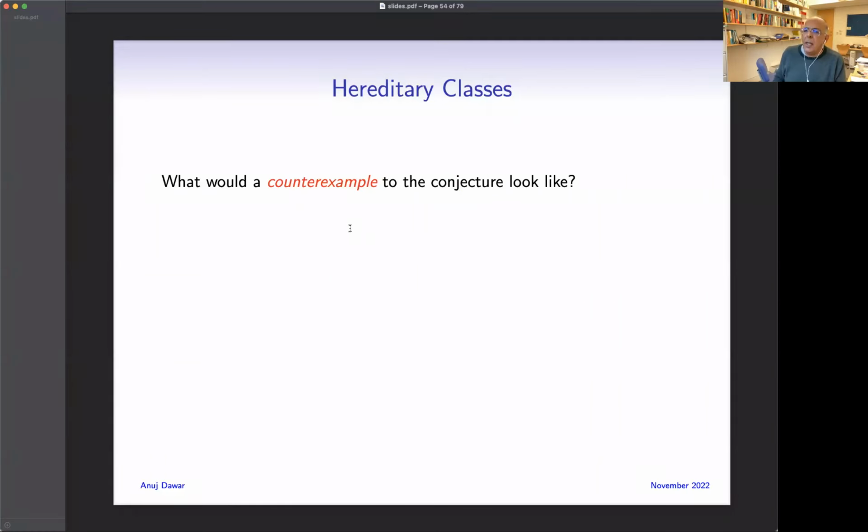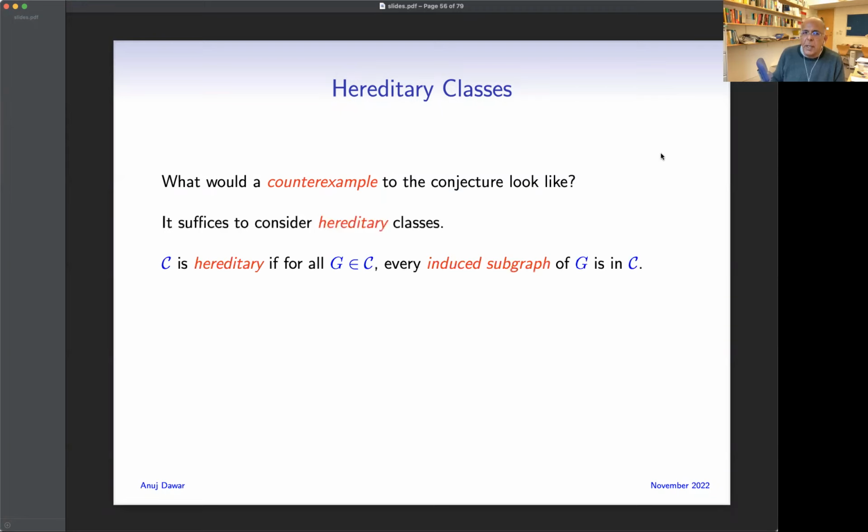So basically, in this work with Abhishek, what we were doing is asking the question, what might a counterexample to Seese's conjecture look like? Okay, and we were first of all going to map out a little bit of the terrain of what that means. So first of all, it suffices to consider hereditary classes. By a hereditary class, I mean a class of graphs so that if you have a graph in the class, then every induced subgraph is also in the class, right? So if you start with a graph and delete certain vertices, the resulting subgraph must also be in the class.